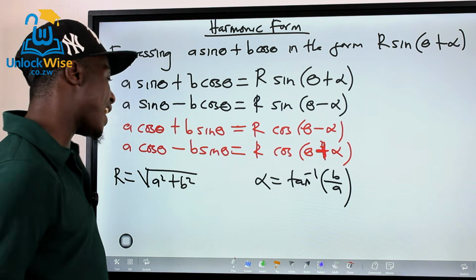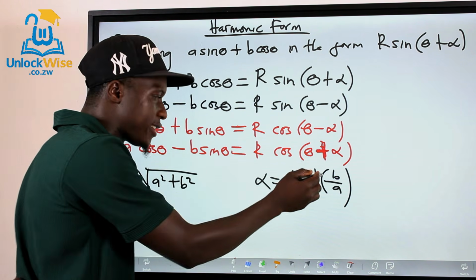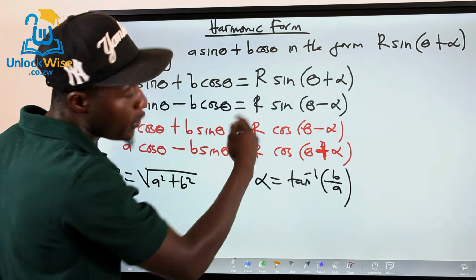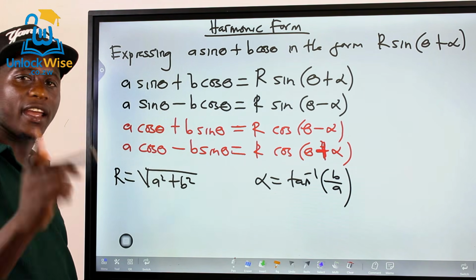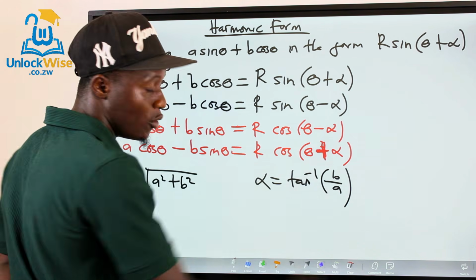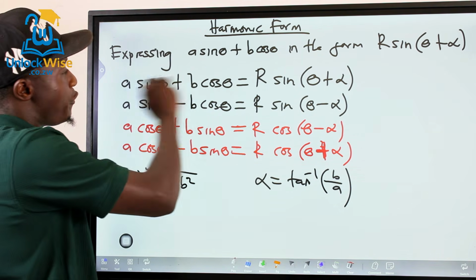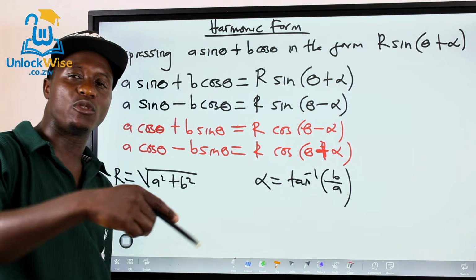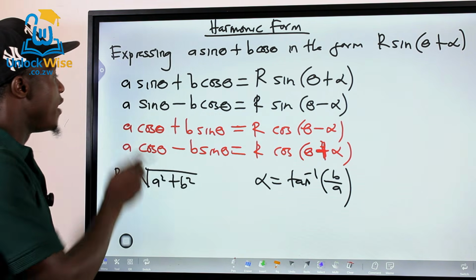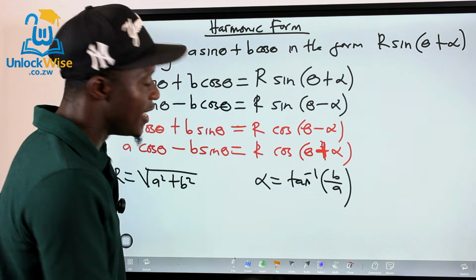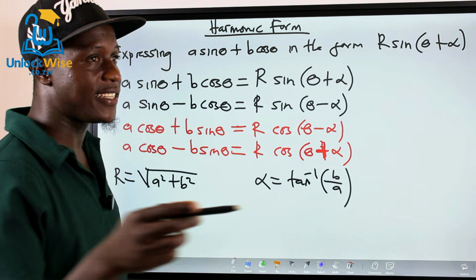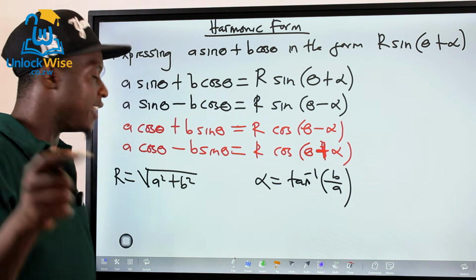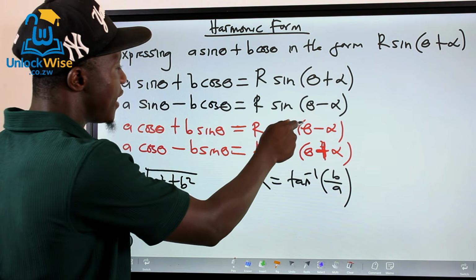When finding the tan, which is our alpha, do not put any sign on a and b, because the sign is already accounted for in the formulas. So I'll repeat once again. a sine theta plus b cos theta is equal to r sine theta plus alpha. a sine theta minus b cos theta is equal to r sine theta minus alpha. a cos theta plus b sine theta is equal to r cos theta minus alpha.